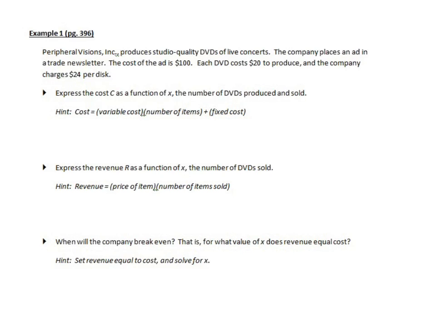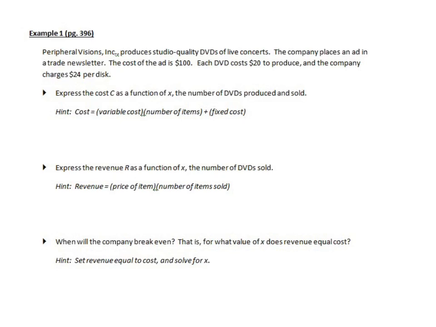Example 1, this is from your book, Mathematical Ideas. Peripheral Visions Incorporated produces studio quality DVDs of live concerts. The company places an ad in a trade newsletter. The cost of the ad is $100. Each DVD costs $20 to produce, and the company charges $24 per disc. Express the cost C as a function of X, the number of DVDs produced and sold.